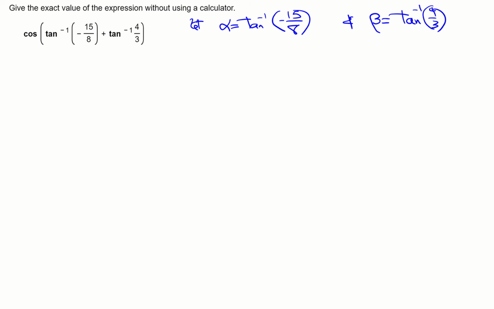Now we know that if alpha is the inverse tangent of negative 15 over 8, that means the tangent of alpha must be negative 15 over 8. And if beta is the inverse tangent of 4/3, that means the tangent of beta should be 4/3. So now we're going to construct triangles to try to help us find the values that we need.